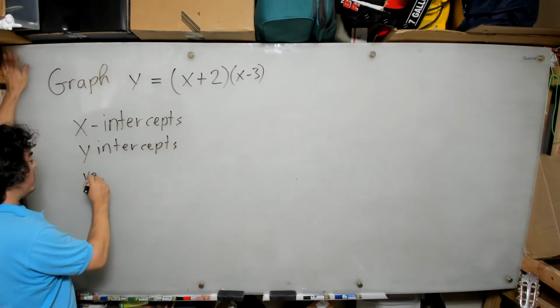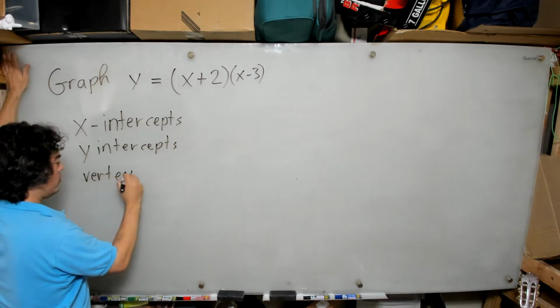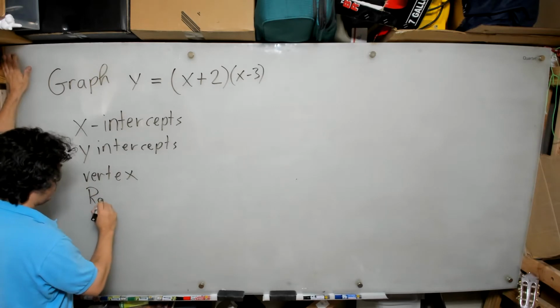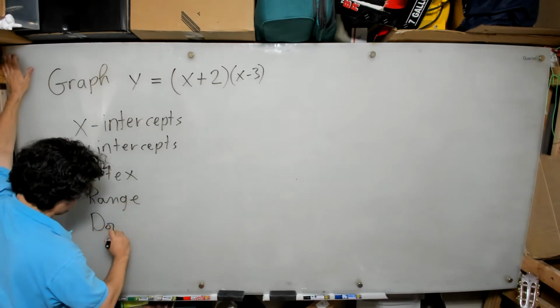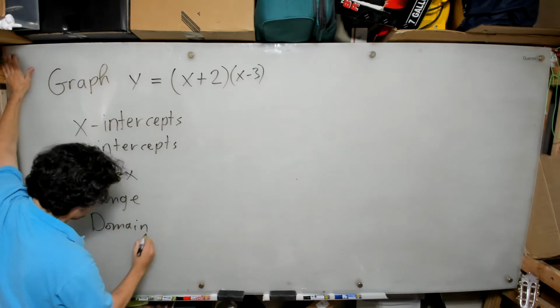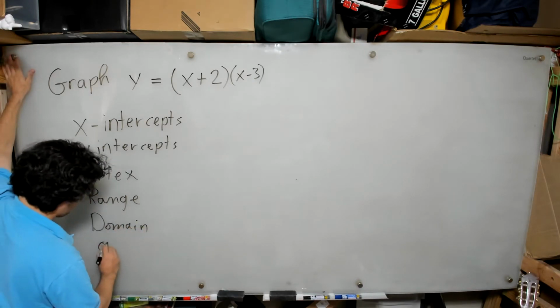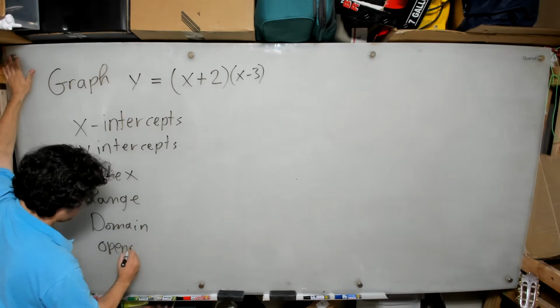What is the vertex? What is the range? What is the domain? And also whether it opens up or down. Okay.